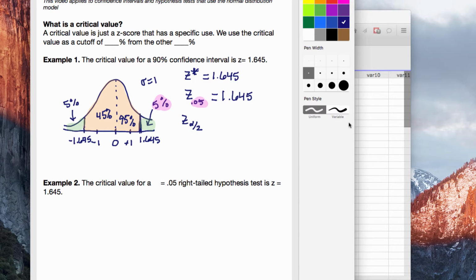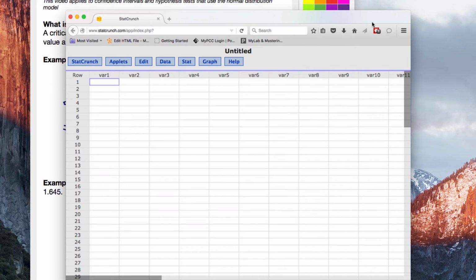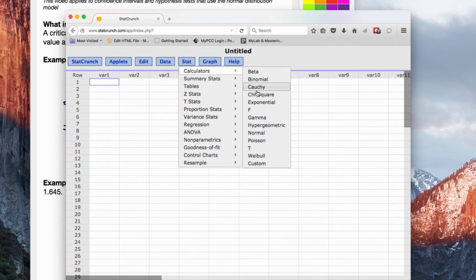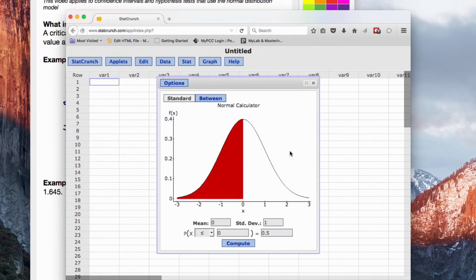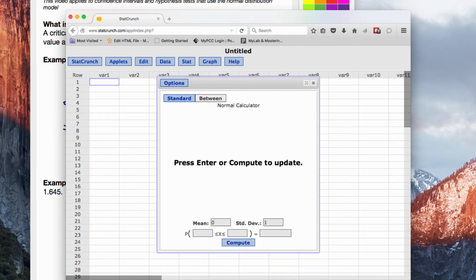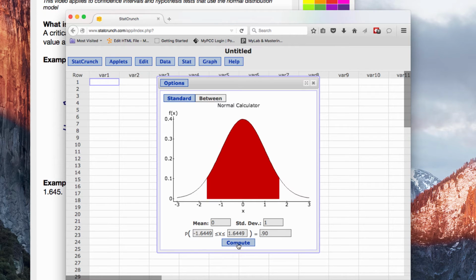So how did we find 1.645? I'm going to do this on StatCrunch. I'm going to go to Stat, and then calculators, and then normal, because we have a normal model. Now, conveniently, there's a between button. So we can tell the calculator here to say, if our mean is 0 and our standard deviation is 1, find these two numbers here so that this area, this probability, this percent, is 0.90. And then push compute. And it gives us negative 1.6449.